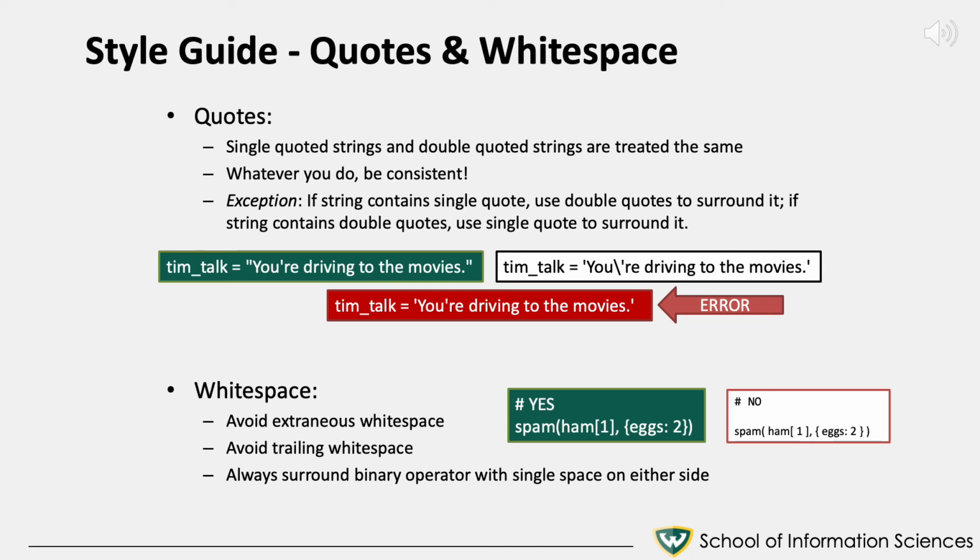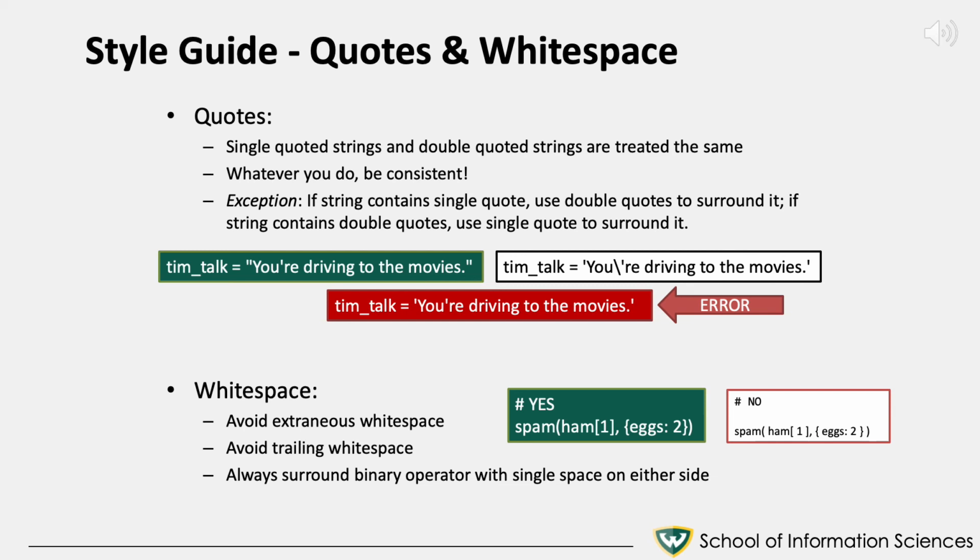Now in the red, you'll receive an error if you try to do this. TimTalk equals single quote you apostrophe re driving to the movies, single quote. The apostrophe in you're is written as a single quote, so Python will think that the string you want to assign to TimTalk is just you. And then it doesn't have any idea what to do with the characters coming after. So you will get an error. So make sure that if your string contains a single quote, you enclose it in double quotes. If it includes double quotes inside the string, enclose the whole thing in single quotes.